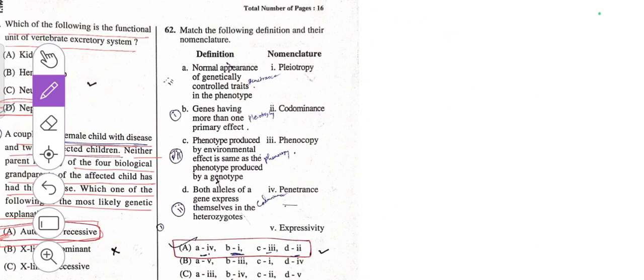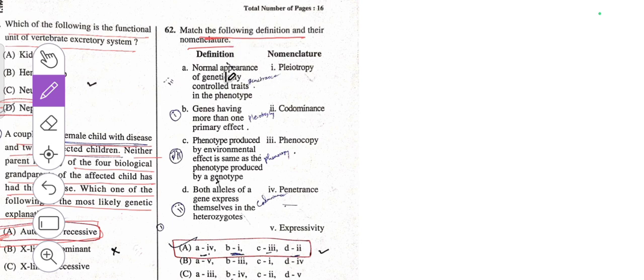In the previous video, I have solved around 61 questions. In this video, I will be solving some 40 questions. Question 62: match the following definitions and their nomenclature.